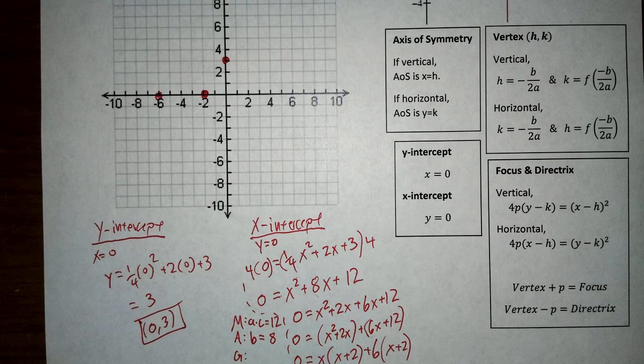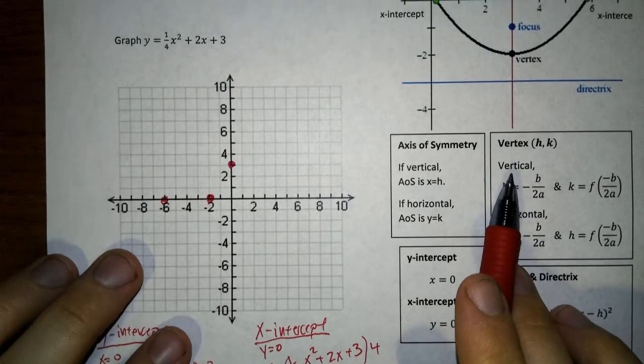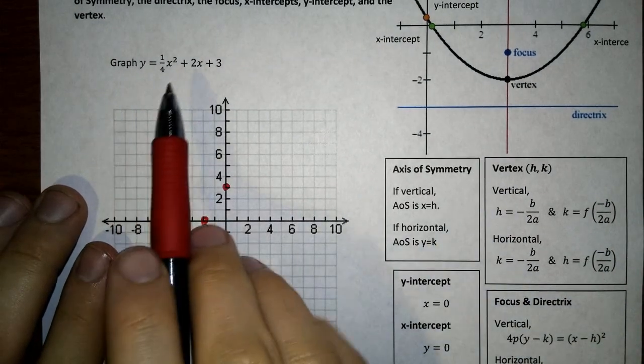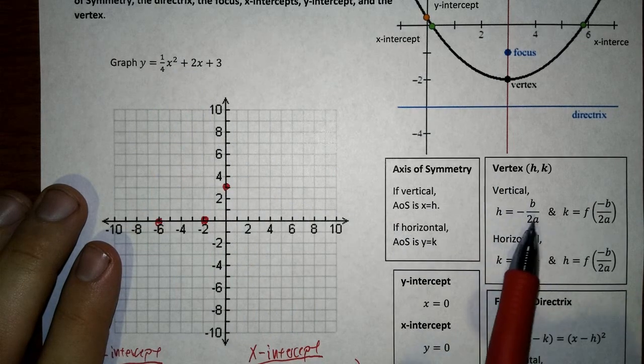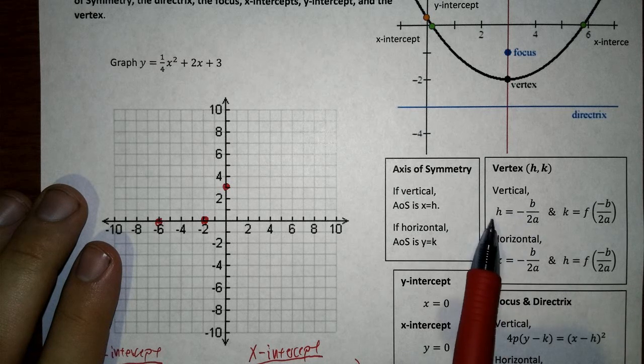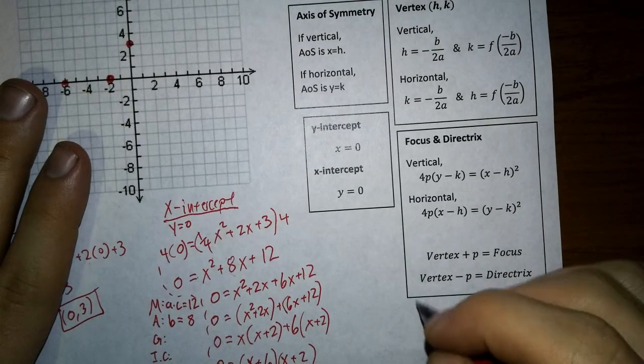Now we can go ahead and start looking for our vertex. So realizing that we have a vertical line, and if you weren't sure about this, we realize this because we have a square on the x. Realizing we have a vertical line, we want to see that negative b divided by 2a will equal h, the x value of our vertex. So we can go ahead and calculate that.